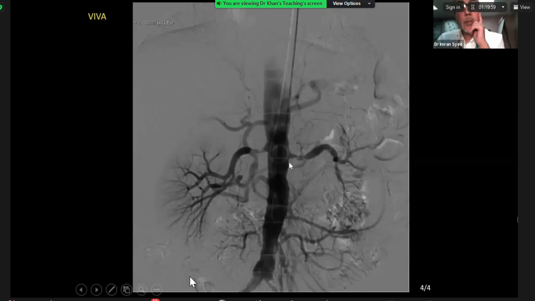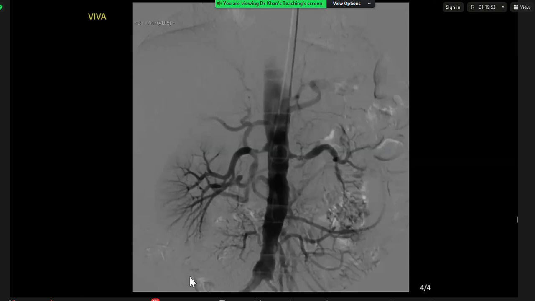Okay, so how do you know it's tight? How can you use that terminology? So I can see some collaterals around the stenotic segment on the left side. I cannot delineate the residual lumen itself.